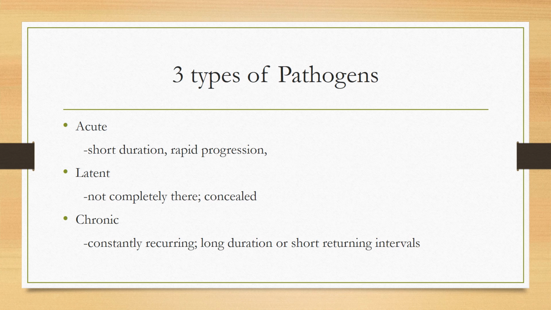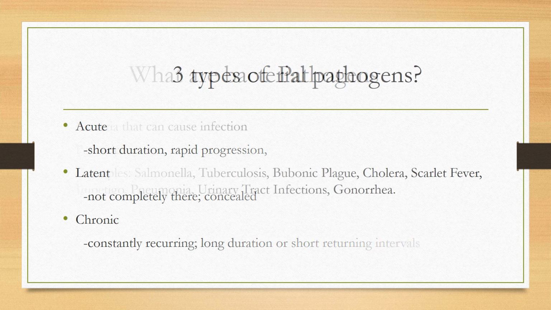The next type is latent. It is concealed, not completely there, though it is there, so it's more dormant rather than active. The final one is chronic. Chronic is when it is constantly recurring, it is long in duration, or it has short returning intervals.